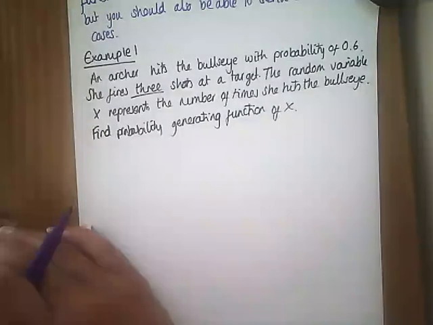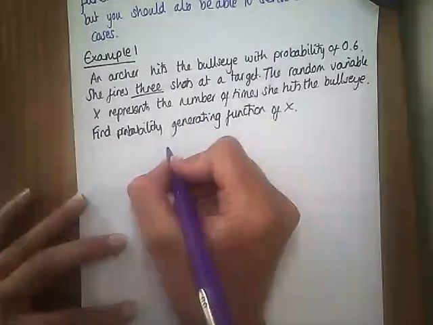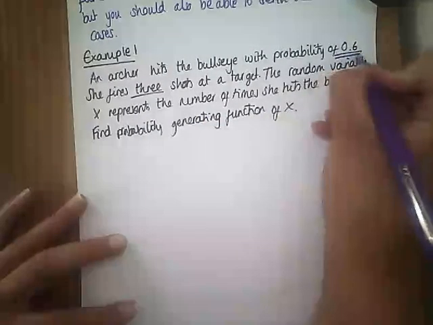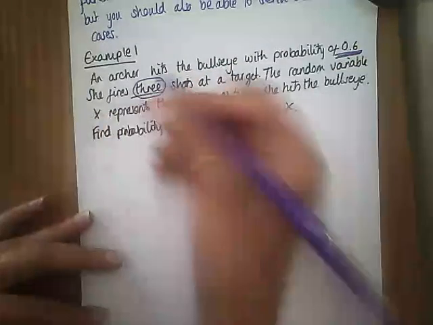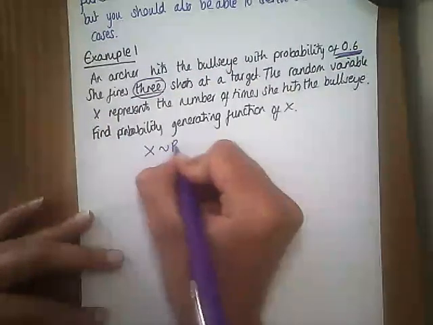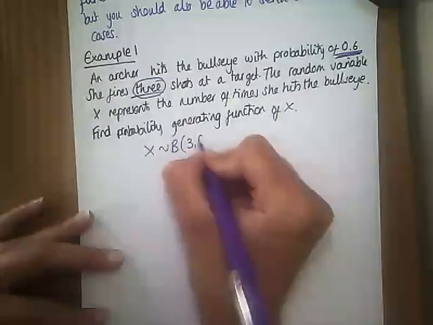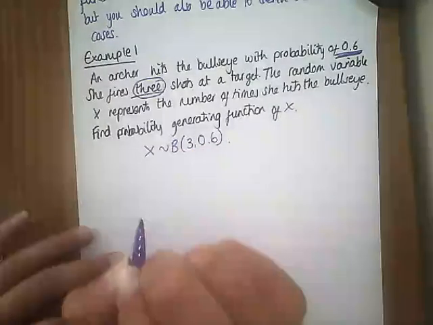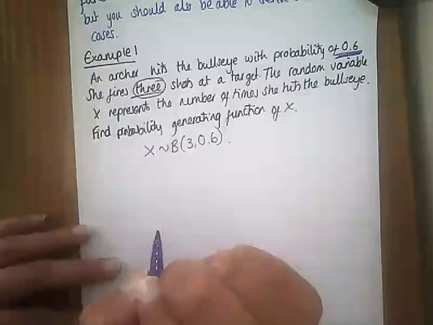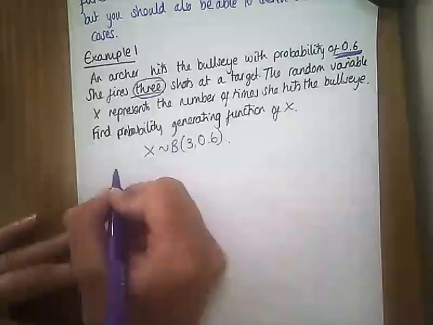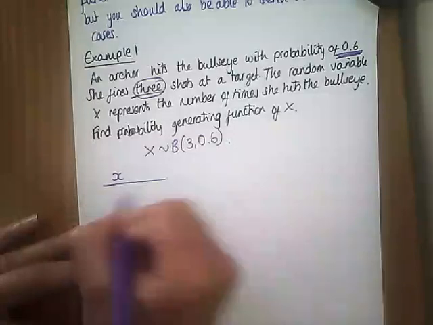So, hopefully, with our stats brains, we can see that we've got a probability of success, and our probability of success is 0.6. We've got a set number of trials. You either hit them or you don't. So this is going to be a binomial distribution with the number of trials 3 and the probability of success 0.6. Okay, that means we can then work out our probability mass function.